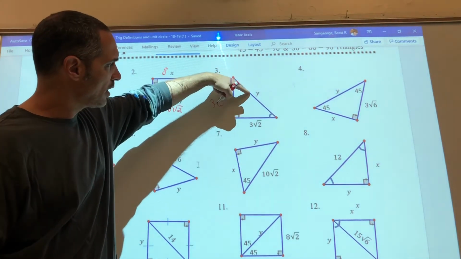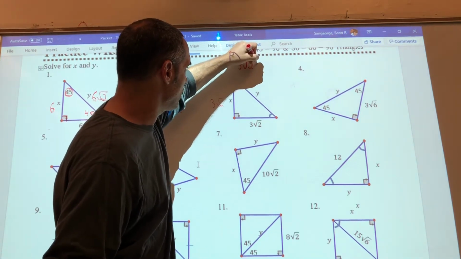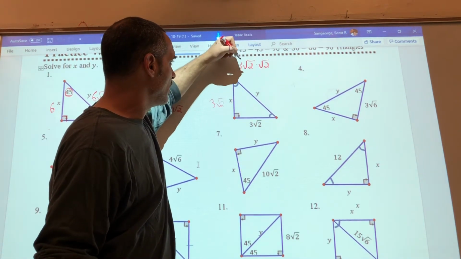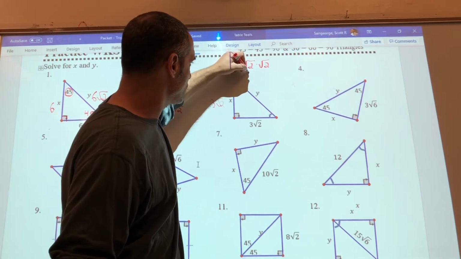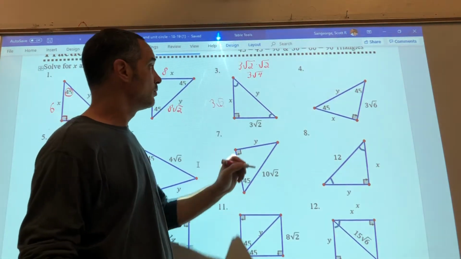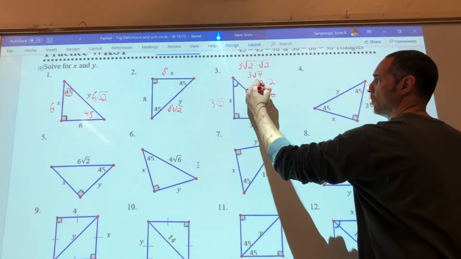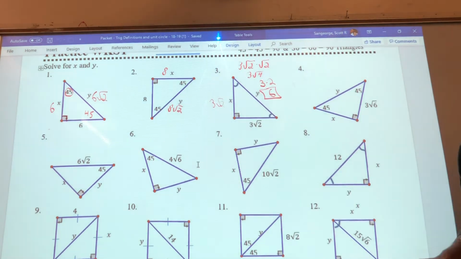But when I multiply this by the square root of 2, I get 3 square root of 2 times the square root of 2. And square root of 2 times square root of 2 is square root of 4, so that's 3 times the square root of 4. The square root of 4 is 2. So you end up with 3 times 2, which is 6. And that's the work that you should show for a question like that.